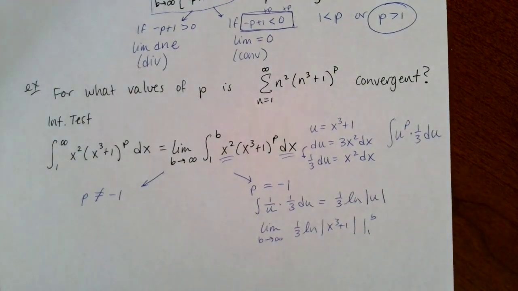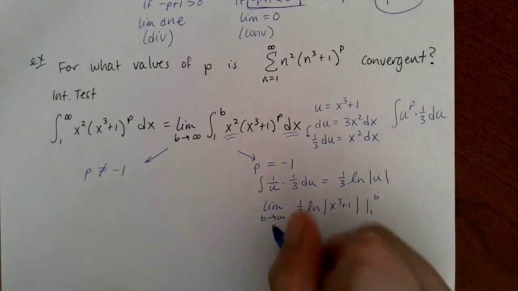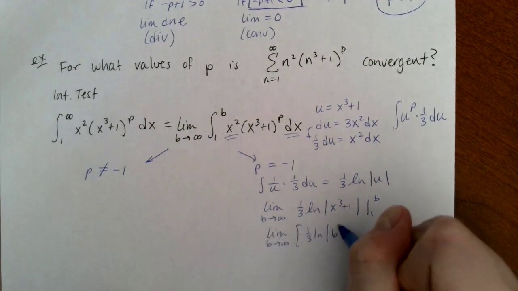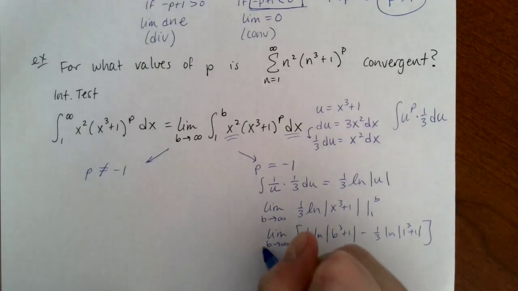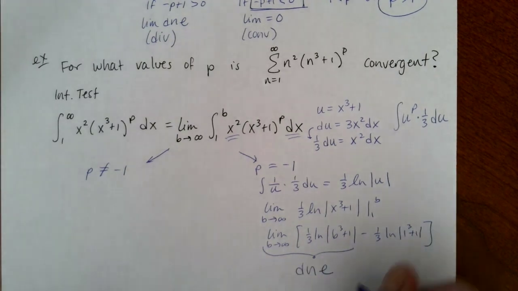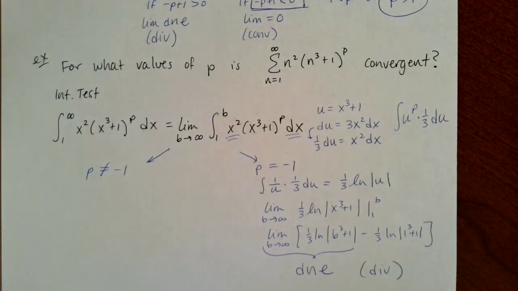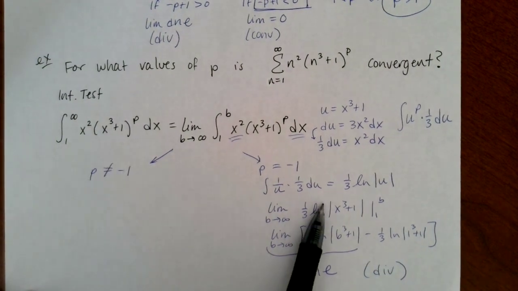And then when I plug in and subtract, this limit will not exist, and I'll exclude this from the final answer just like before. 1/3 ln of b cubed plus 1 minus 1/3 ln of 1 cubed plus 1. And this limit goes off to infinity. So DNE, so this would put us in the divergent situation. Okay, so p equals -1 will not be part of our answer because they're asking which ones give you convergent. All right, so let's go back to the rest of the cases, which is every number except for that.